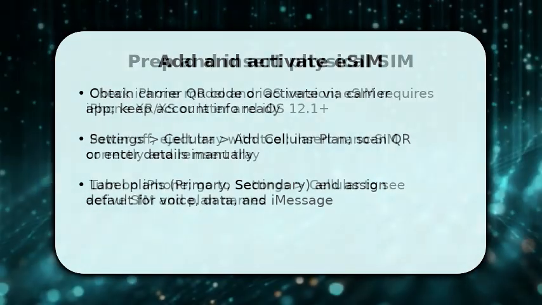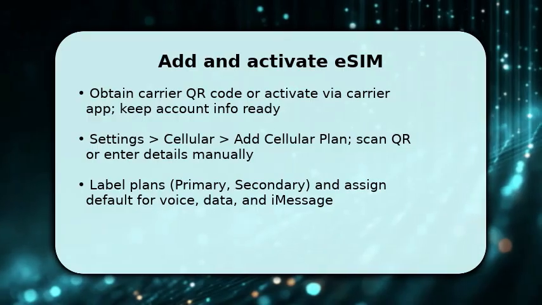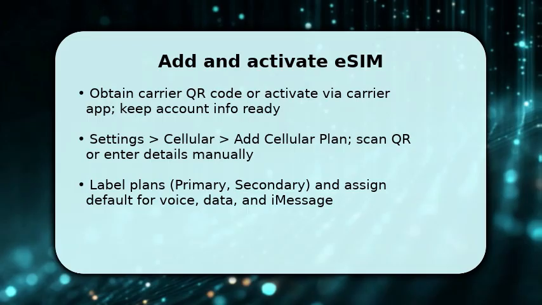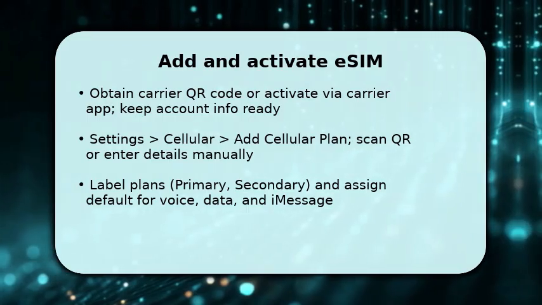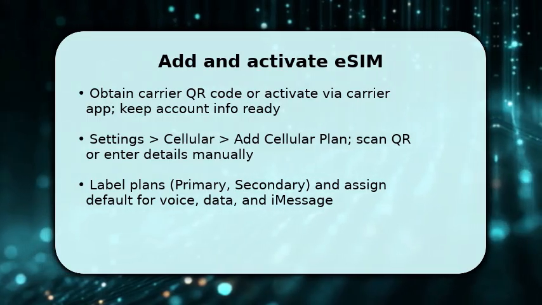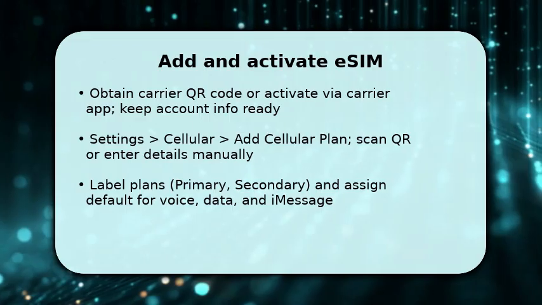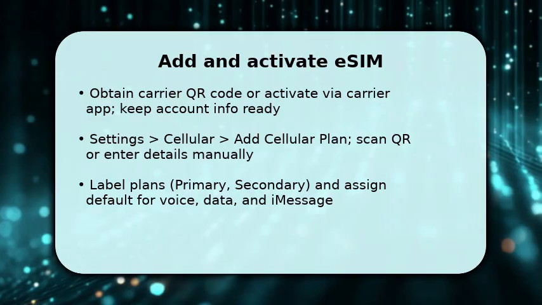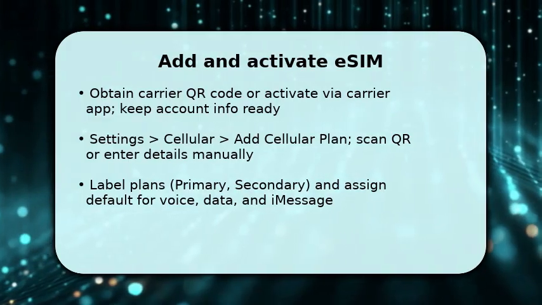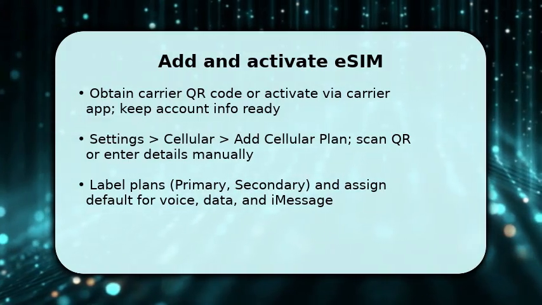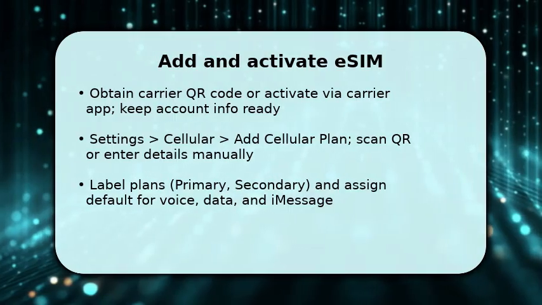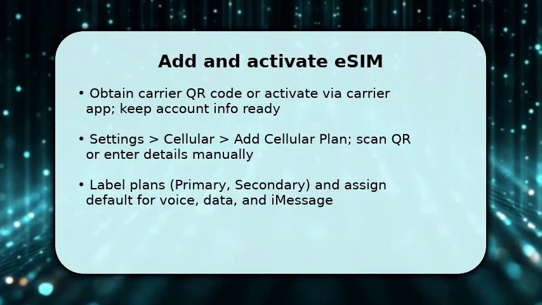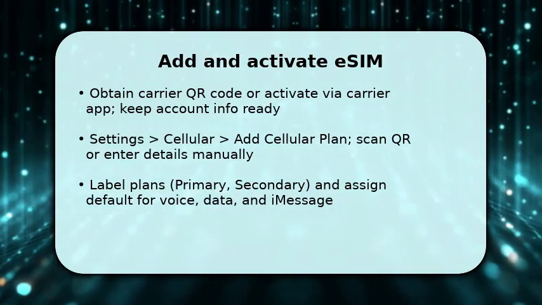Now you'll add the eSIM using the carrier's QR or app. Open Settings, choose Cellular, then add Cellular Plan, scan the QR code or follow the on-screen manual entry prompts. Once the plan downloads, you'll see it listed. Tap it to label and set defaults. Decide which line handles voice, which is mobile data, and which uses iMessage and FaceTime so billing and roaming behave predictably. Once set, confirm the eSIM shows as active and test by toggling data off and on.